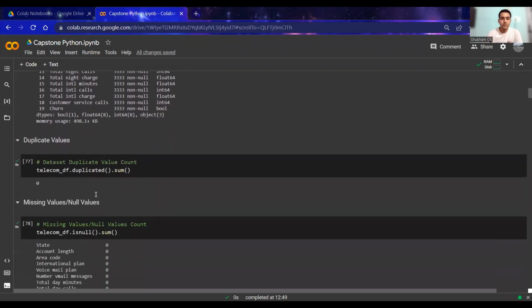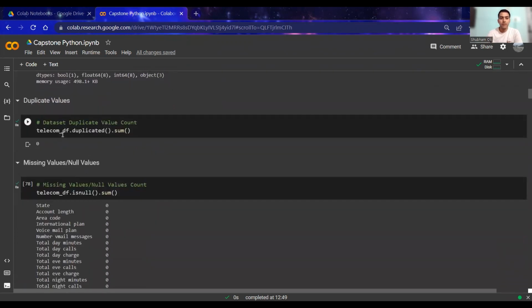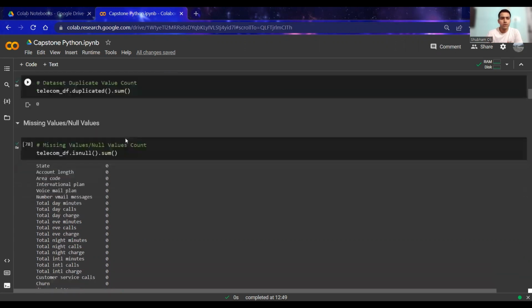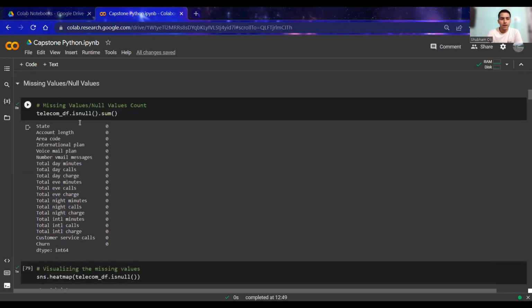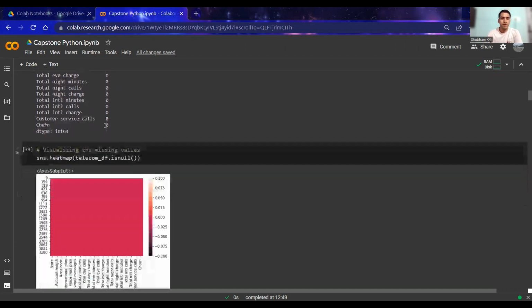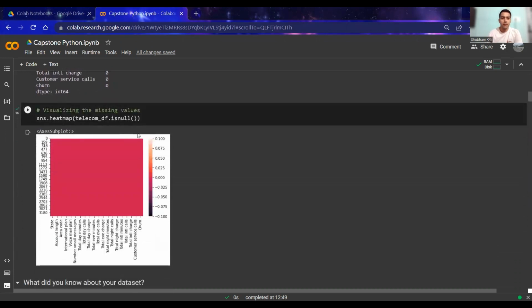By the .duplicated method, we can see how many duplicate elements we have. So we have 0 duplicate values, and the same with the .isnull method, by which we are able to see the missing or null values of our dataset. So we have 0 missing and null values in our dataset. After that, we plot a heat map.